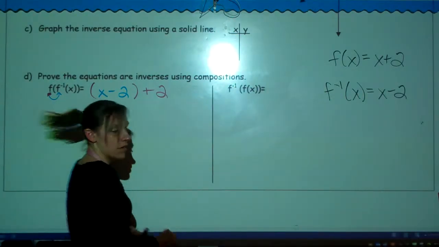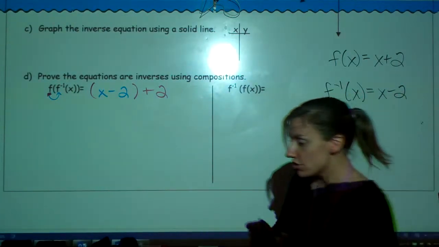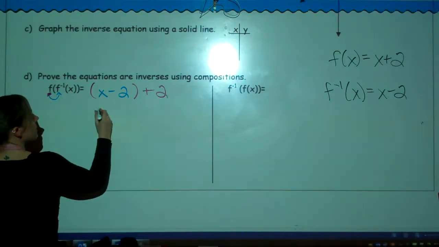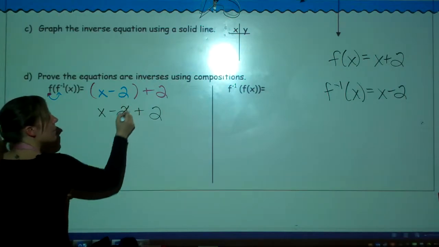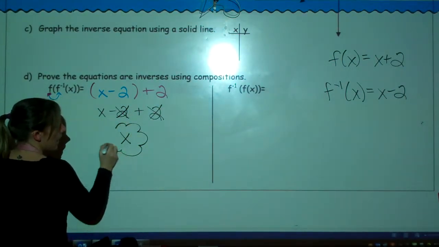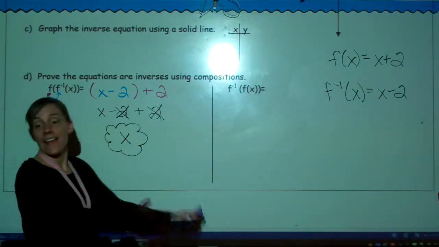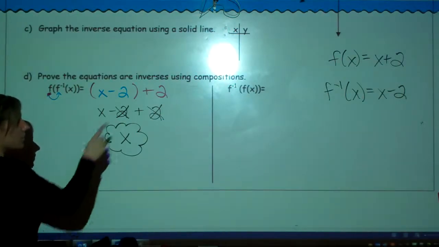So that is just... Why do I keep losing my markers? Okay. All right, so that is just x minus 2 plus 2. And again, I mentioned everything should cancel except for x. So you should always get that x out. Always, always, always. Okay?